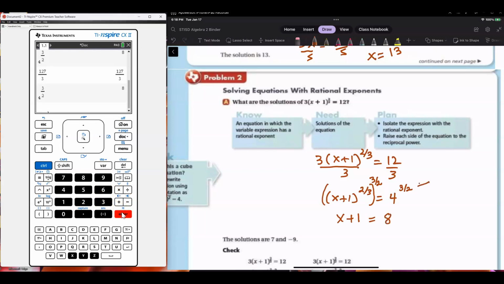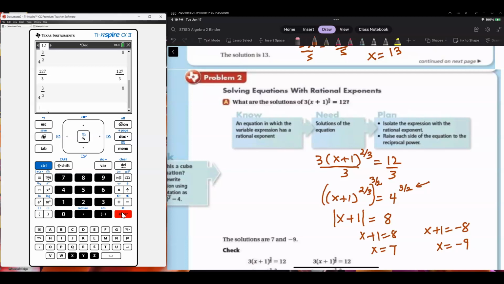Now that 2 is interesting. That 2, the fraction, means that it's a square root. And if you're dealing with a square root, you can either have a positive or negative answer. So it's kind of forcing us to use absolute value. So we have x plus 1 equals 8. x plus 1 equals negative 8. So x equals 7, and x equals negative 9.